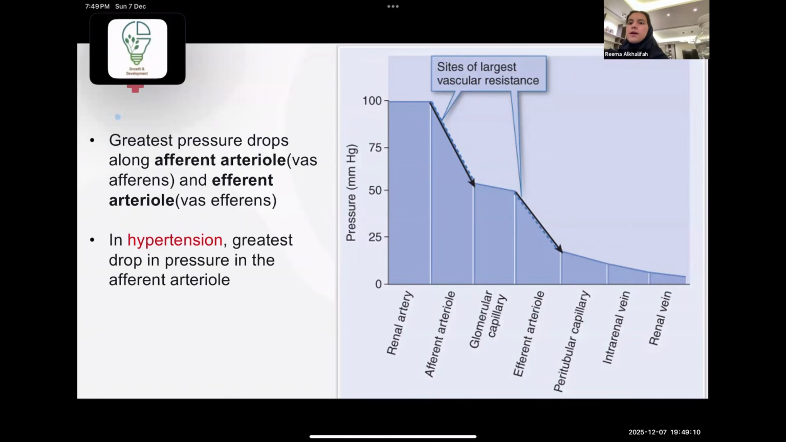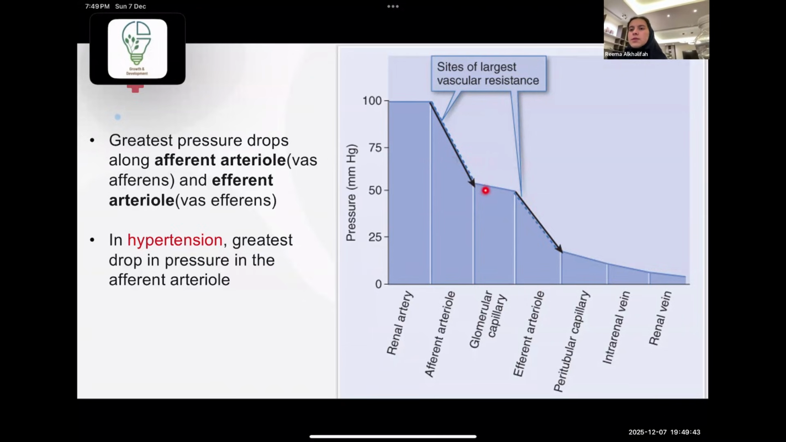Now, this graph shows you all the vessels, or most of the vessels that are involved in this system. We're going to focus on these three, okay? So this is the afferent arteriole, or they're also called vas afferents. And this is the efferent arteriole, which is also called the vas efferent, okay? Now you can notice the greatest drops in pressure is over here, those two arterioles.